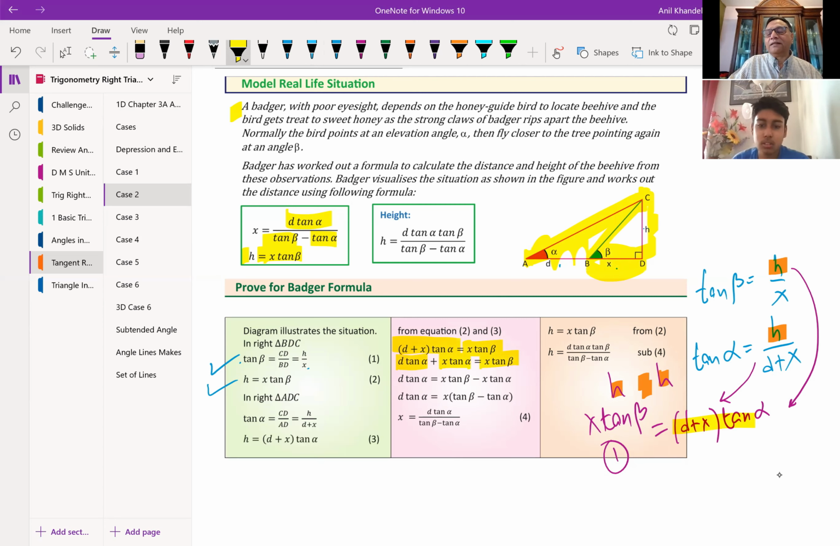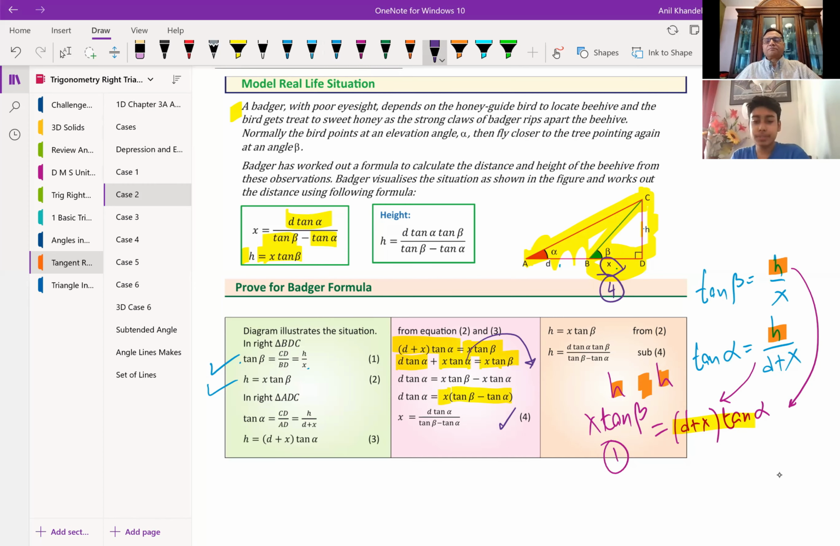First, we'll find that, and then we'll use tan beta to find height, correct? So we are bringing the two terms together to take x common. So we get tan beta minus tan alpha on the right-hand side. Okay. So I brought this term to the right-hand side. Is that clear to you? Yes, sir. And then you divide d tan alpha by tan beta minus tan alpha to get the value of x. So we got what x is. That is our equation number 4, correct?